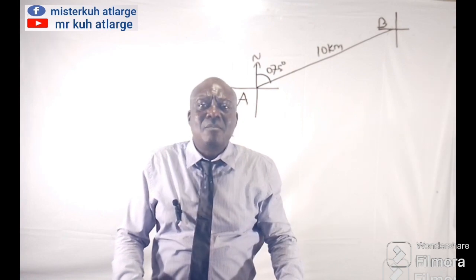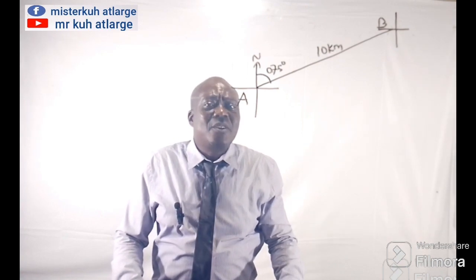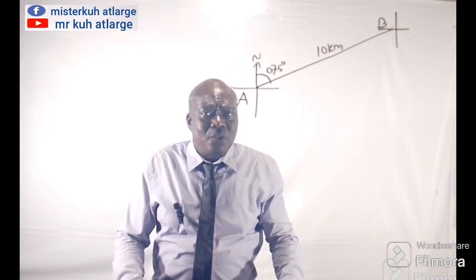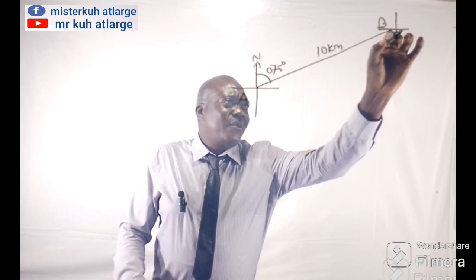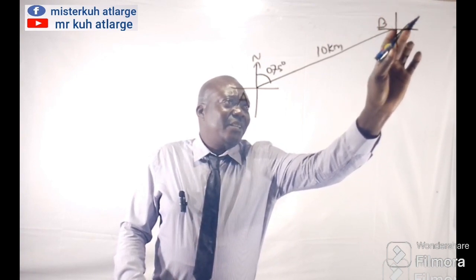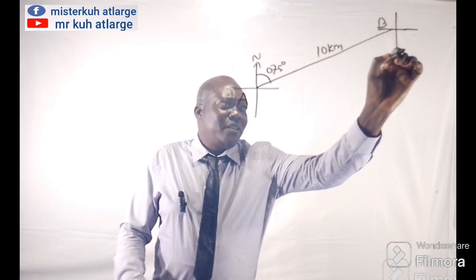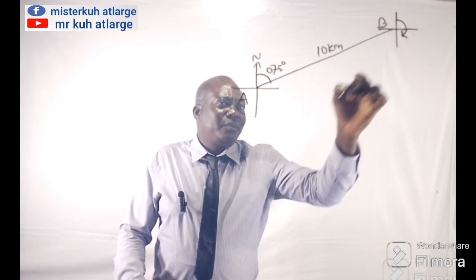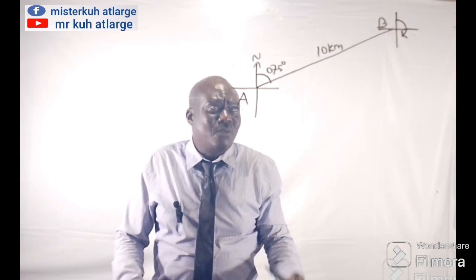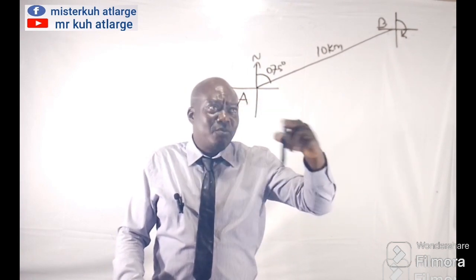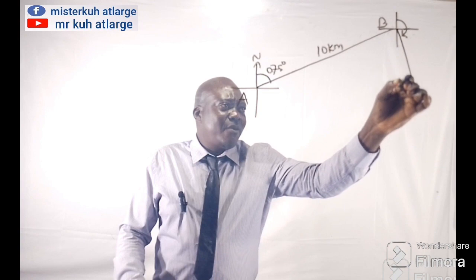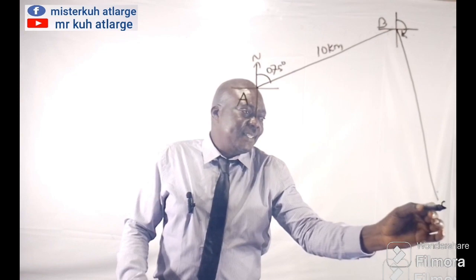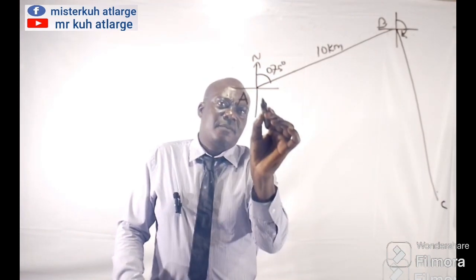According to the question, you now move a further 25 kilometers on the bearing of what? 142 degrees. That means from here, you now draw again. From here to here is 90, so 142 should be around this quadrant. So you now draw 142. Remember, the distance is 25 kilometers. So when you draw this line, use your common sense. It should be longer than this. So this is your point C. So you now join it.